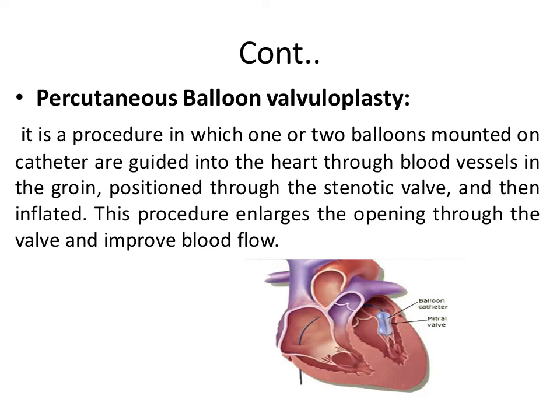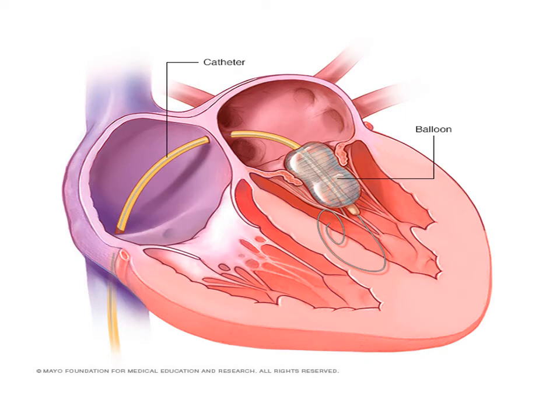It is a procedure in which one or two balloons mounted on a catheter are guided into the heart through blood vessels in the groin, positioned through the stenotic valve and then inflated, as shown in the figure. This procedure enlarges the opening through the valve and improves the blood flow. Okay, this figure shows a percutaneous balloon valvuloplasty to open a mitral valve stenosis.